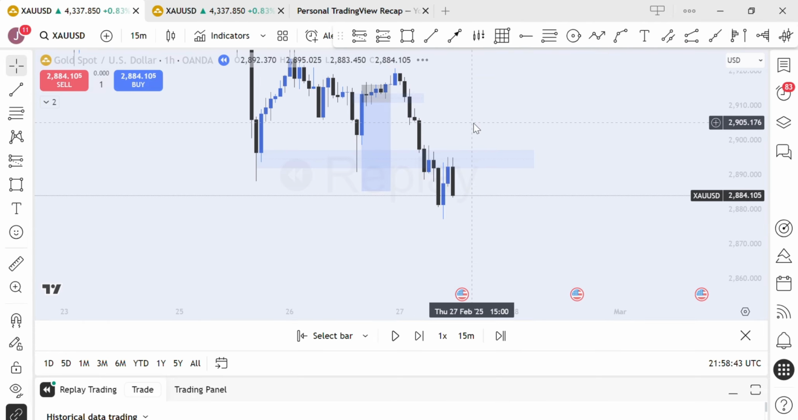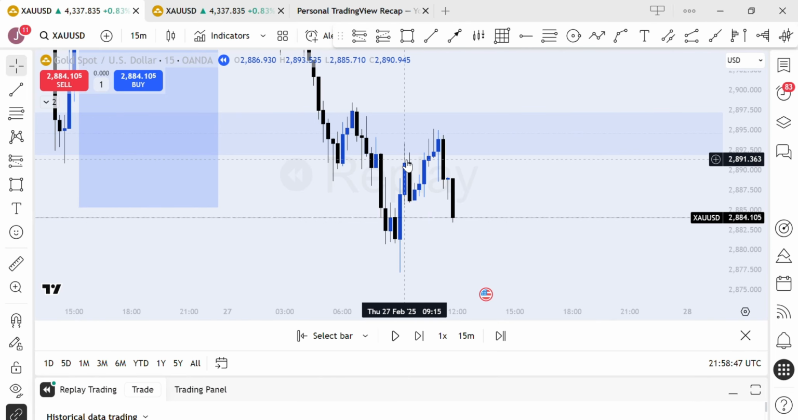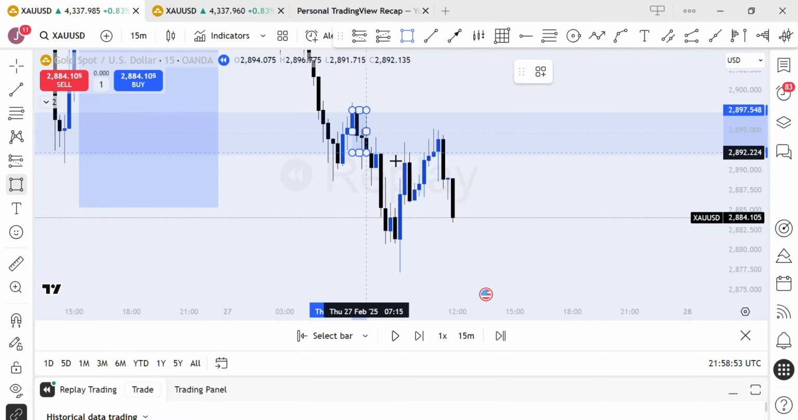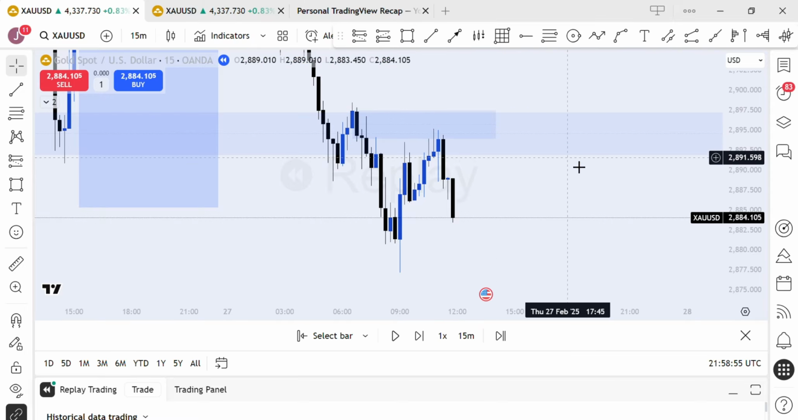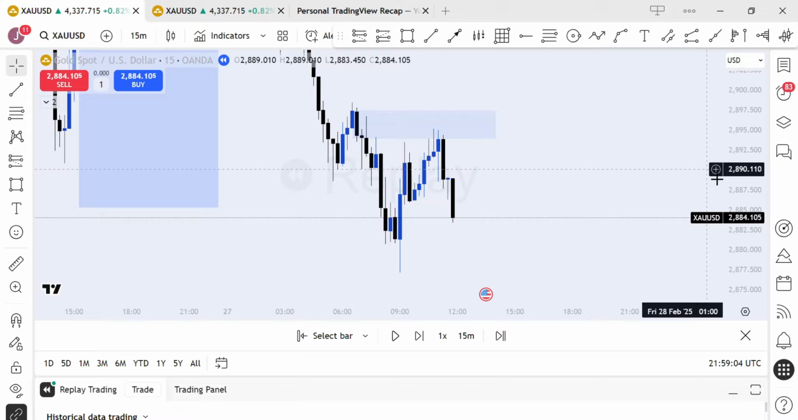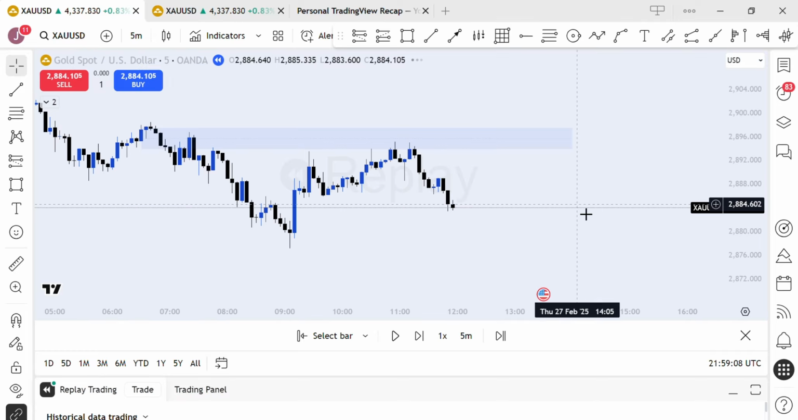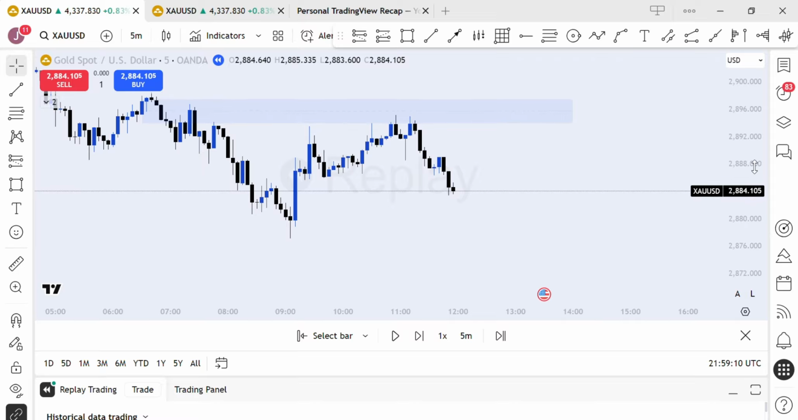So at this moment, price is still selling. Currently, price tapped into this 15 minutes order block, but we weren't active right here, so this would have been a mistrade. Let's see if we can get more entries to join the move to the downside.